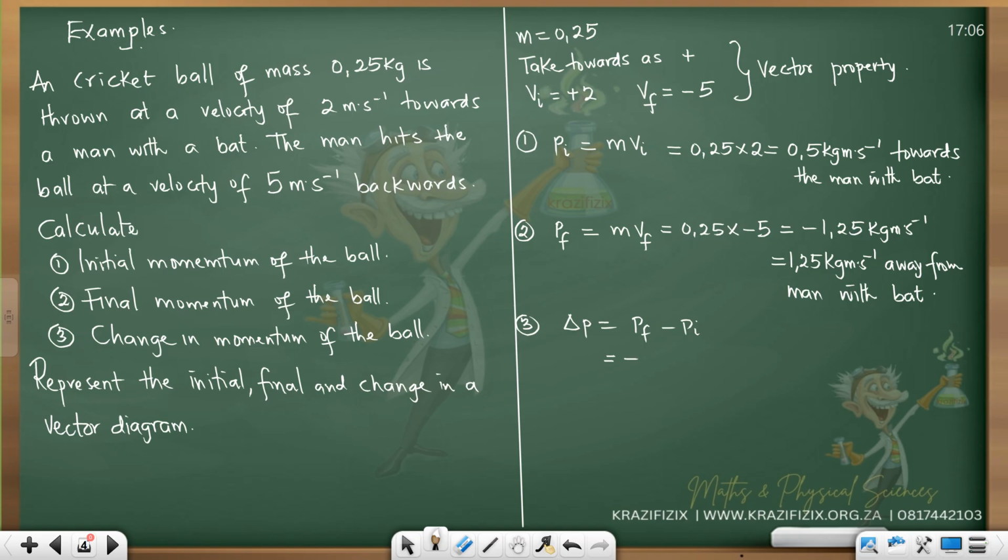And our final is -1,25 minus 0,5. And that would be what? -1,75. And that would be 1,75 kilogram. Is it a negative answer? All right, we said towards will be positive. So away would be negative. Away from man with bat.